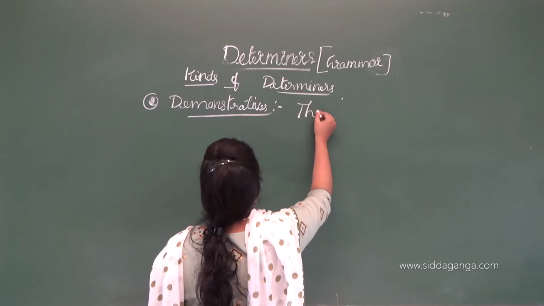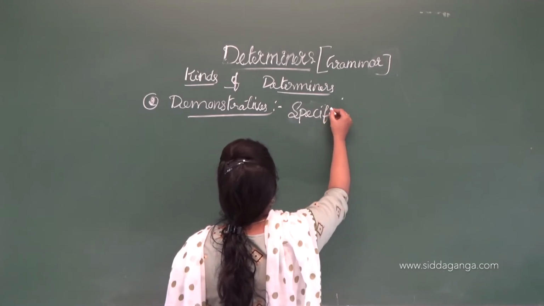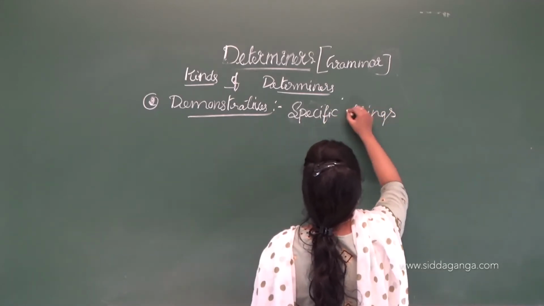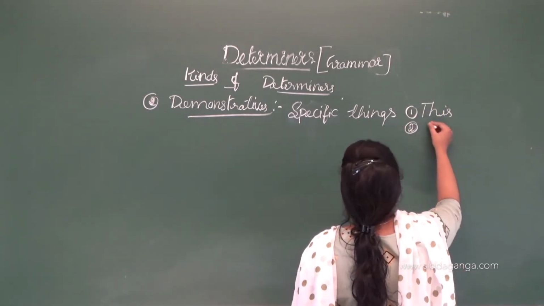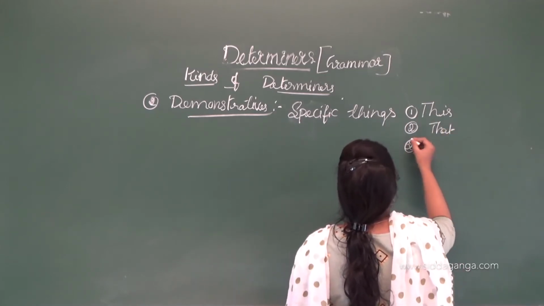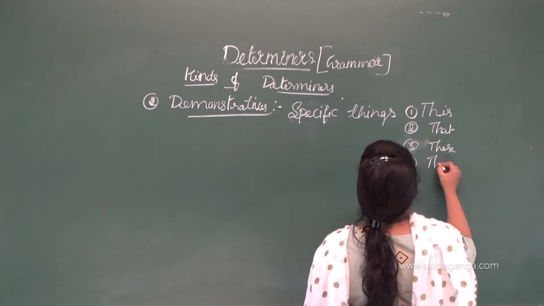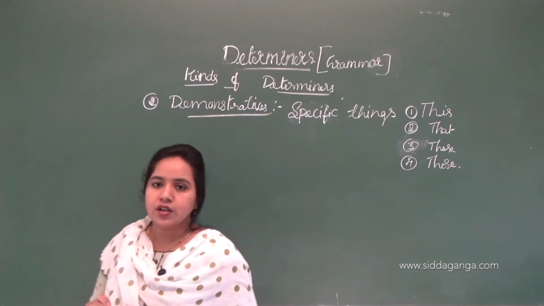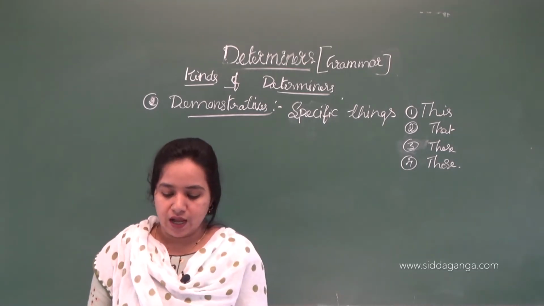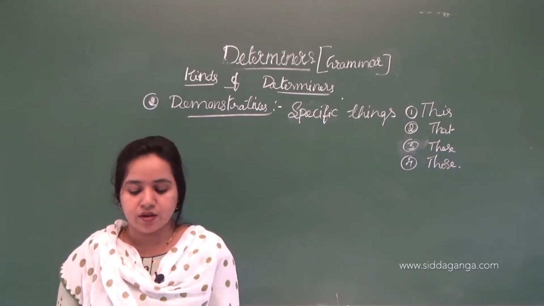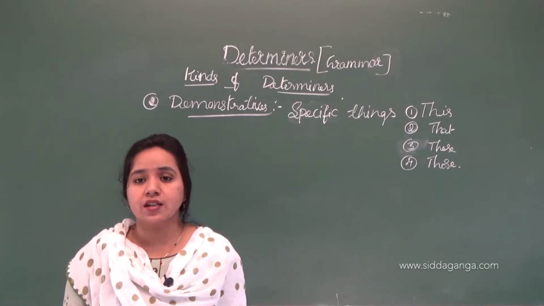So which are the demonstratives here? They give the specific things. It tells about specific things. Here they are: this, that, these and those. We have 4 demonstratives. The same words are used as demonstrative adjectives when they modify nouns or pronouns. Okay, the same words are used for adjectives when they modify the nouns or pronouns.